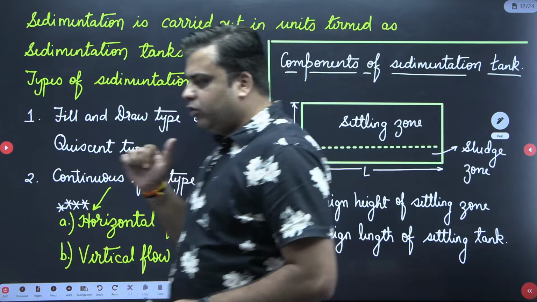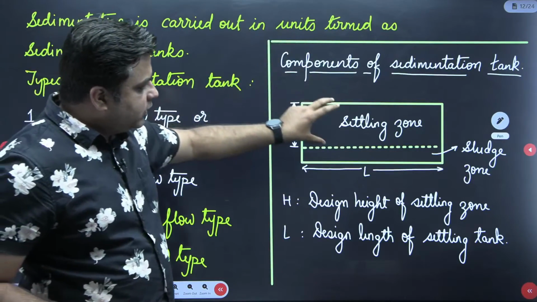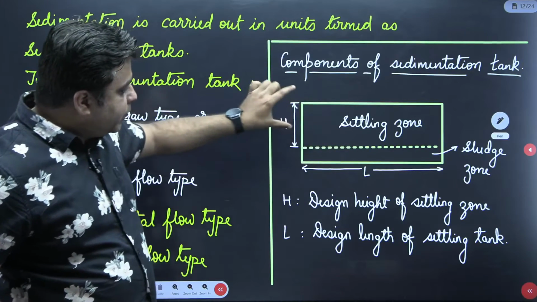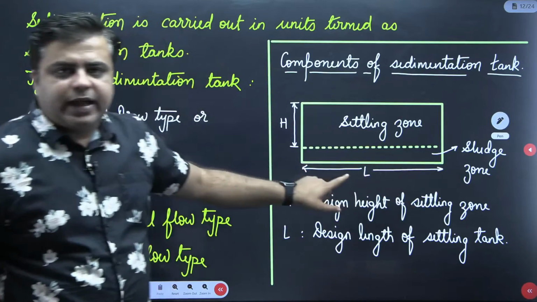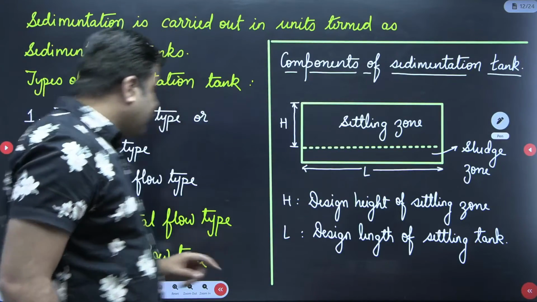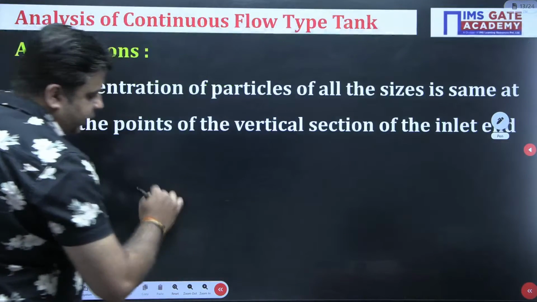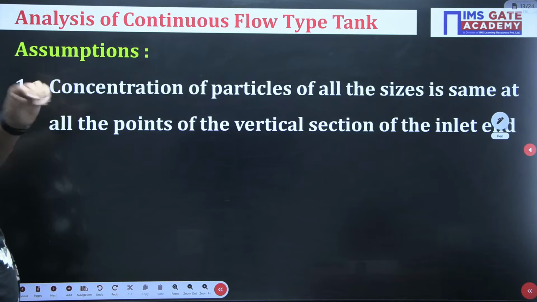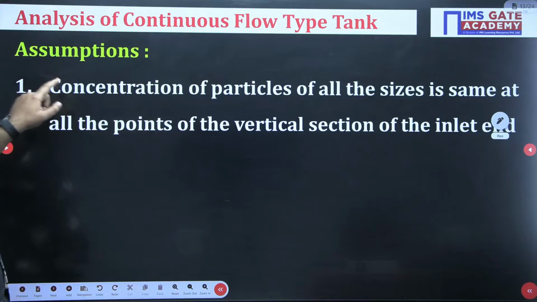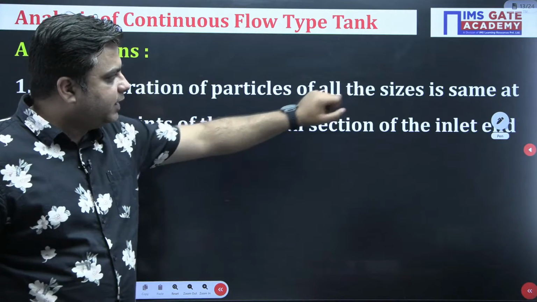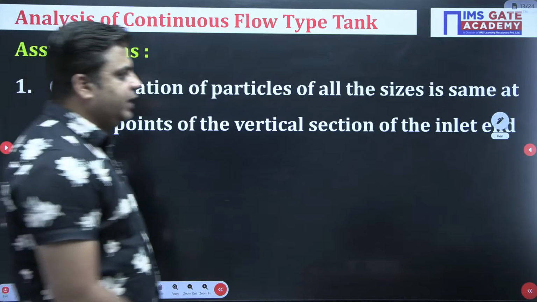So you are clear on the different components of the tank. Components of sedimentation tank include the settling zone and the sludge zone. Capital H will be the height of the settling zone and L will be the length of the settling tank. Now if I precisely talk about the horizontal flow type tank, the first assumption that we take in analysis is that concentration of particles of all the sizes is same at all the points of the vertical section of the inlet end.